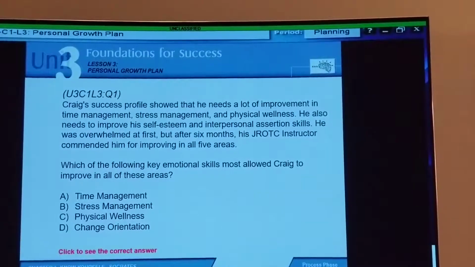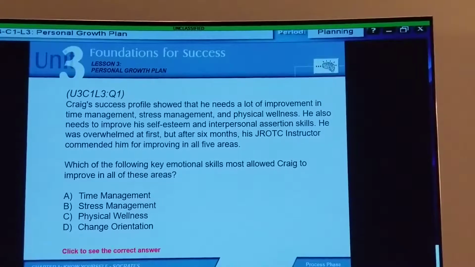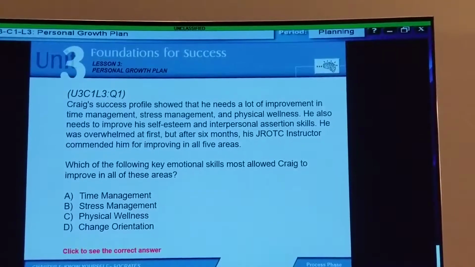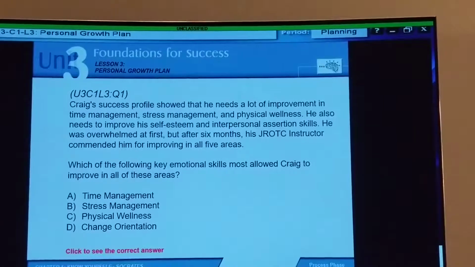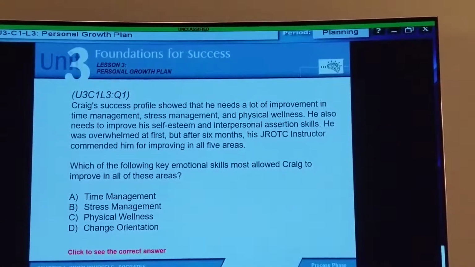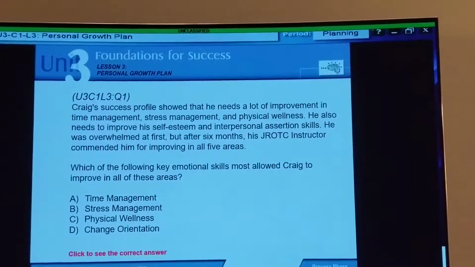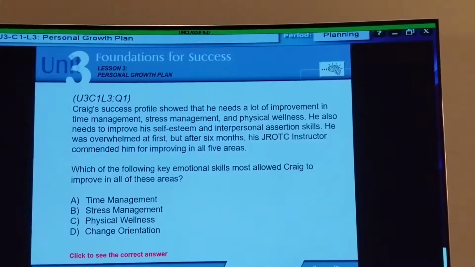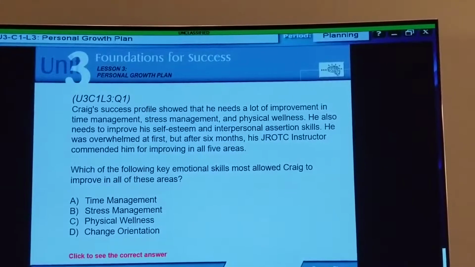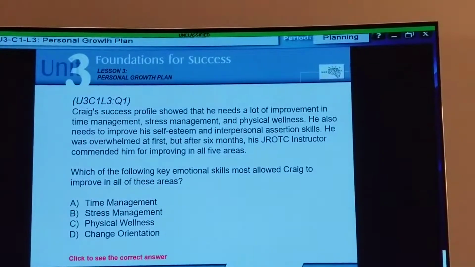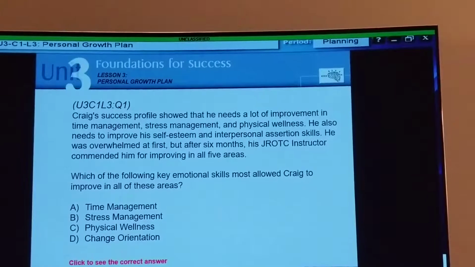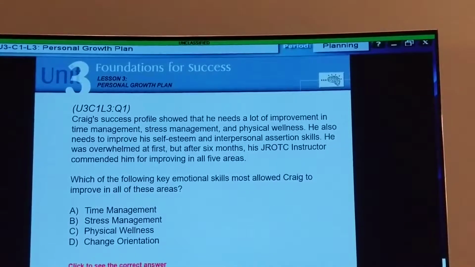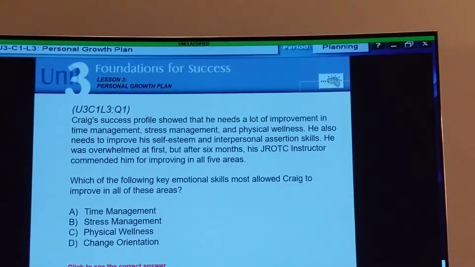Craig's success profile showed that he needs a lot of improvement in time management, stress management, and physical wellness. He also needs to improve his self-esteem and interpersonal assertion skills. He was overwhelmed at first, but after 6 months, his JROTC instructor commended him for improving in all 5 areas. Which of the following key emotional skills most allowed Craig to improve in all of these areas? A, time management, B, stress management, C, physical wellness, or D, change orientation.